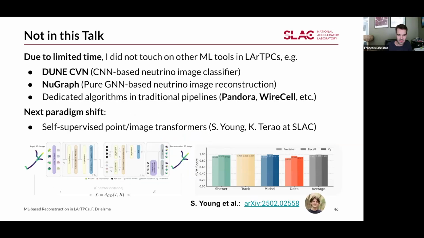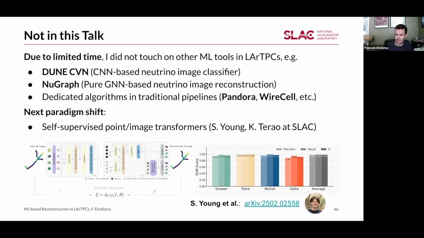I also want to give a quick shout out to things that I was not able to talk about in this talk. So I had really limited time, 20 minutes, a short amount of time. And so I did not talk about the DUNE CVN, the graph neural network, or the dedicated machine learning algorithms, but there's other activity in the field of LArTPC trying to use machine learning to achieve the physics goals of SBN and DUNE.